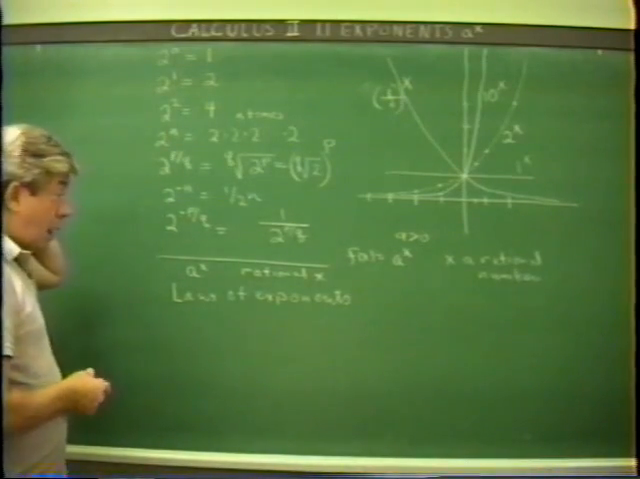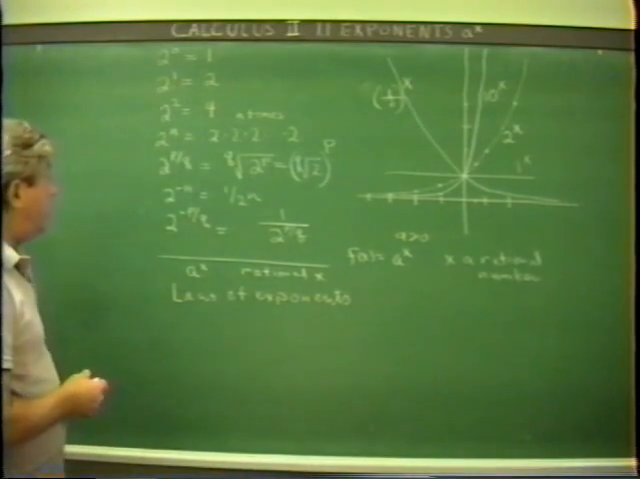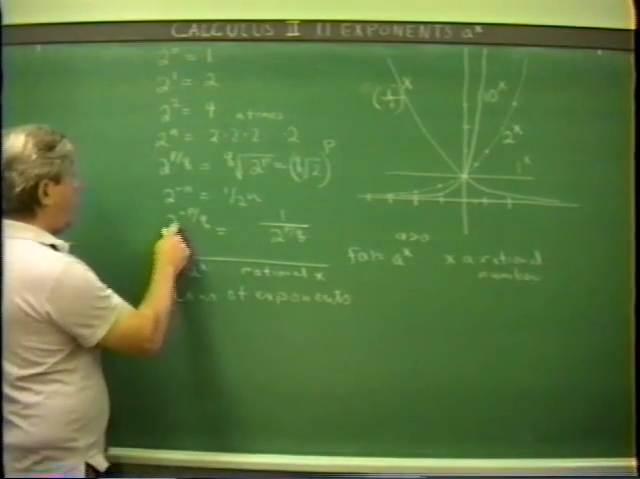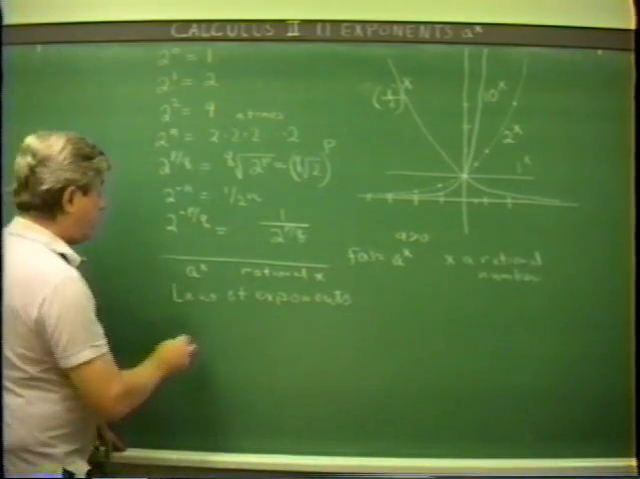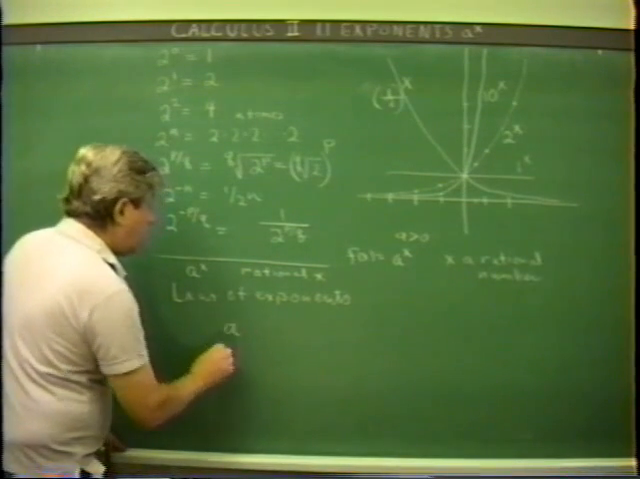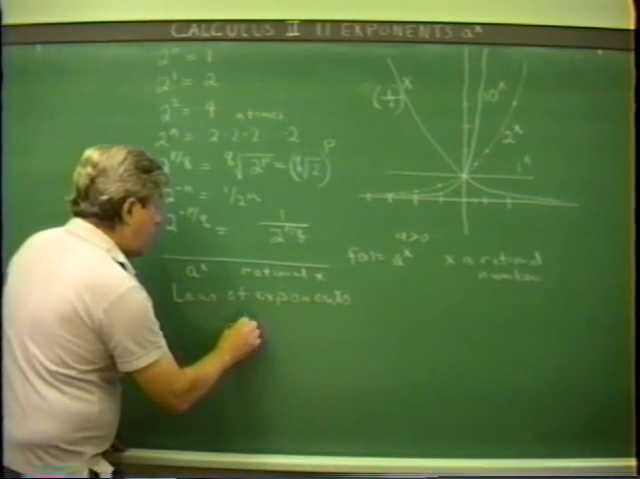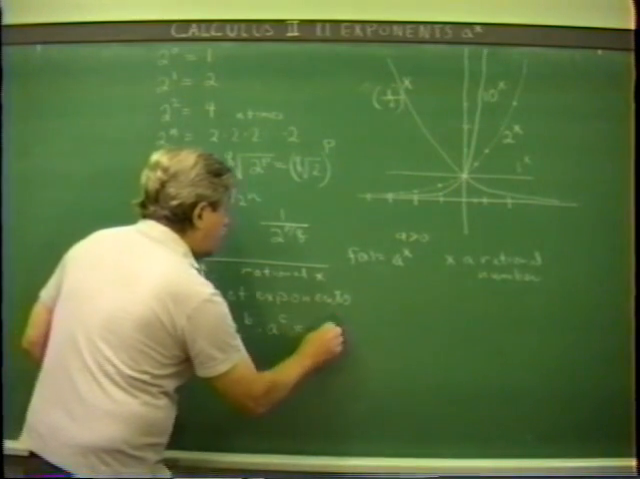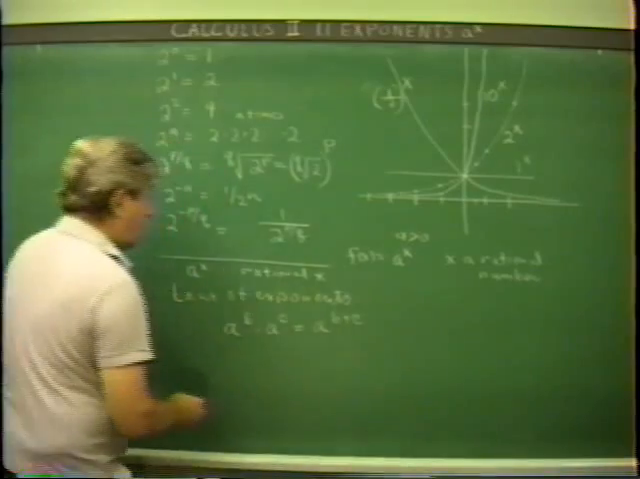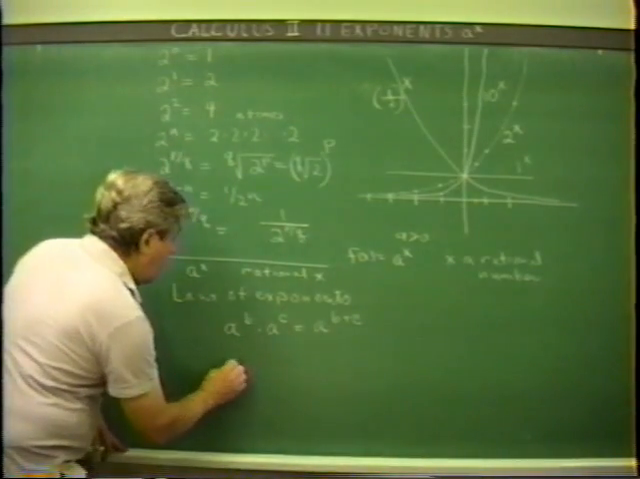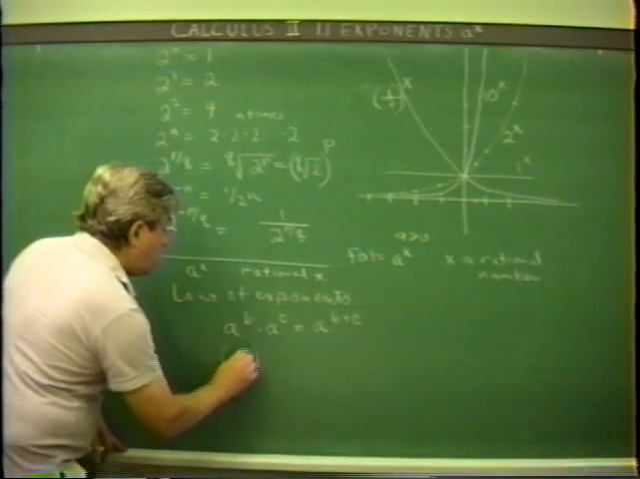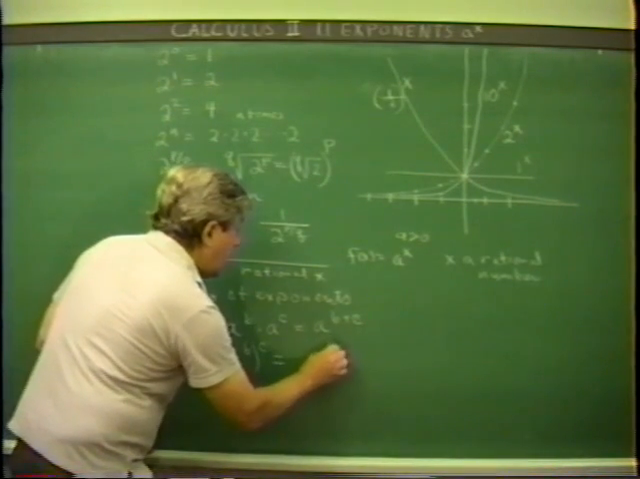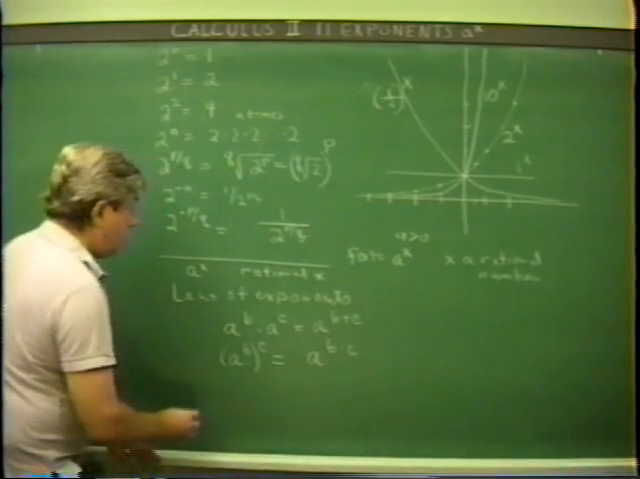And you may check this. Maybe it pays to do so if you haven't looked at it recently, that this holds for exponents when you have a to the x for any number a greater than 0. Namely, that a to the b times a to the c is equal to a to the b plus c. And a to the b to the c is equal to a to the b times c.